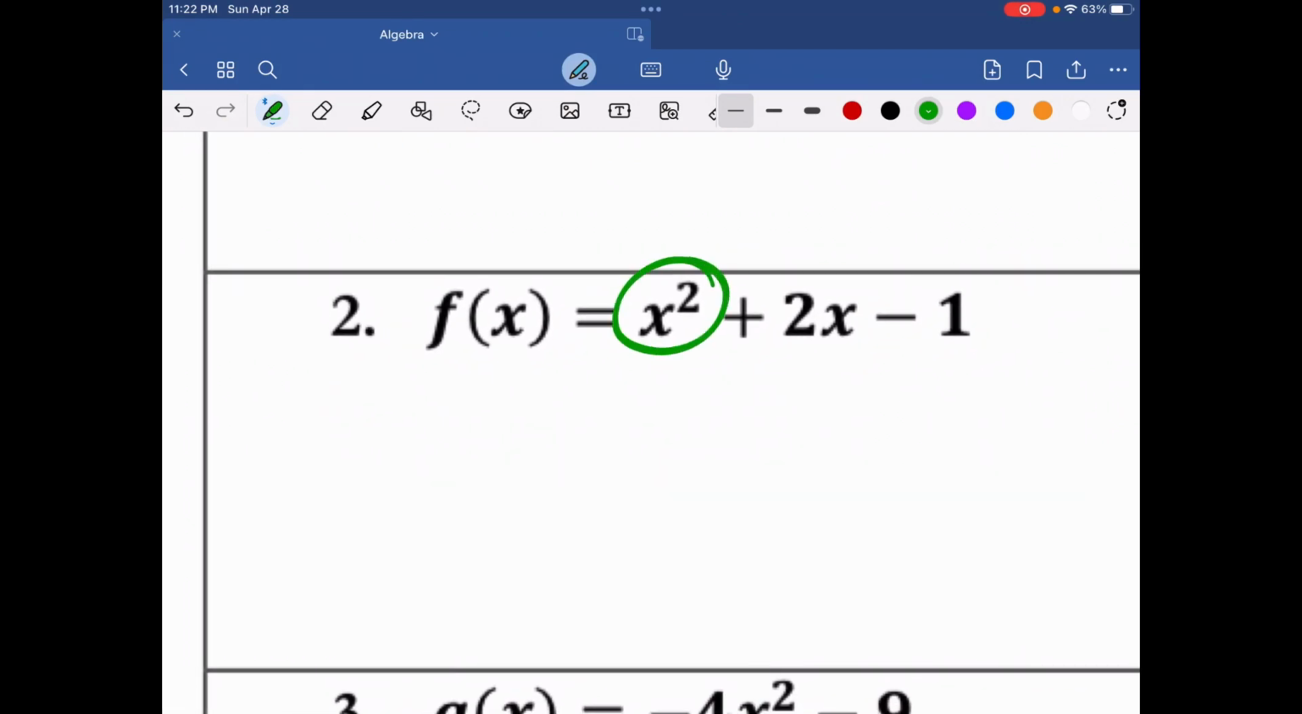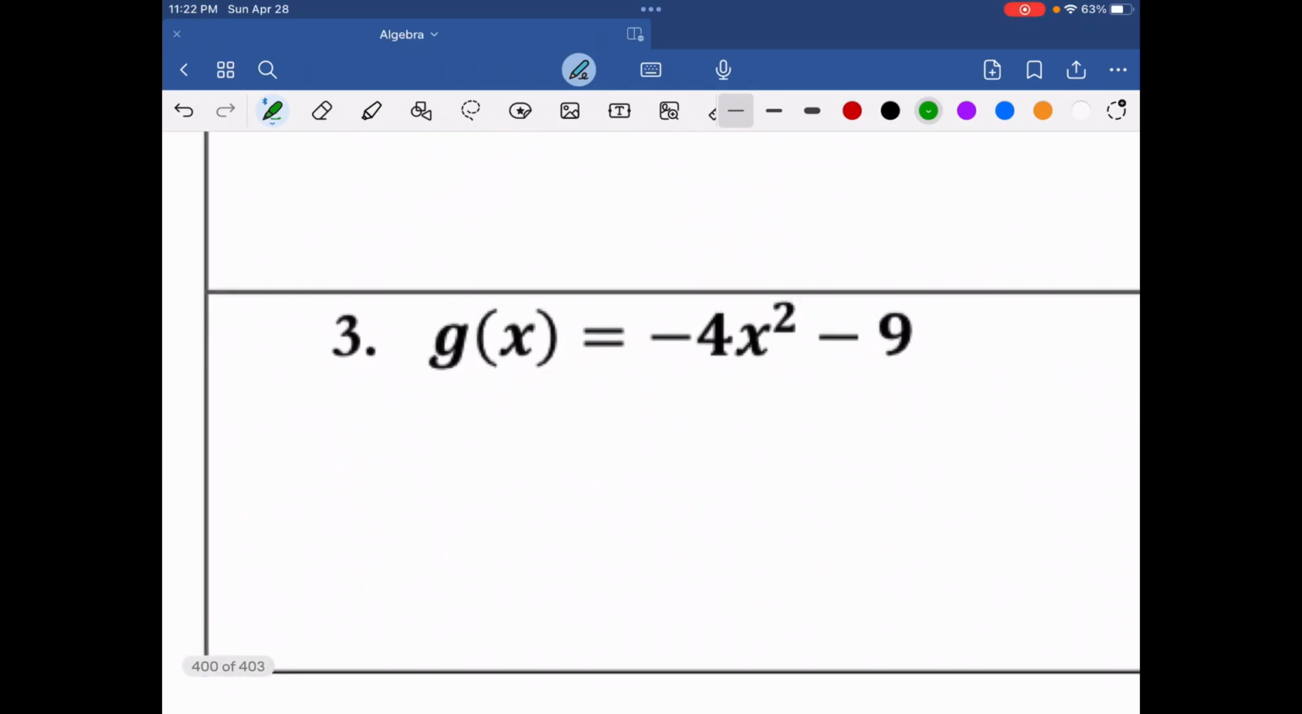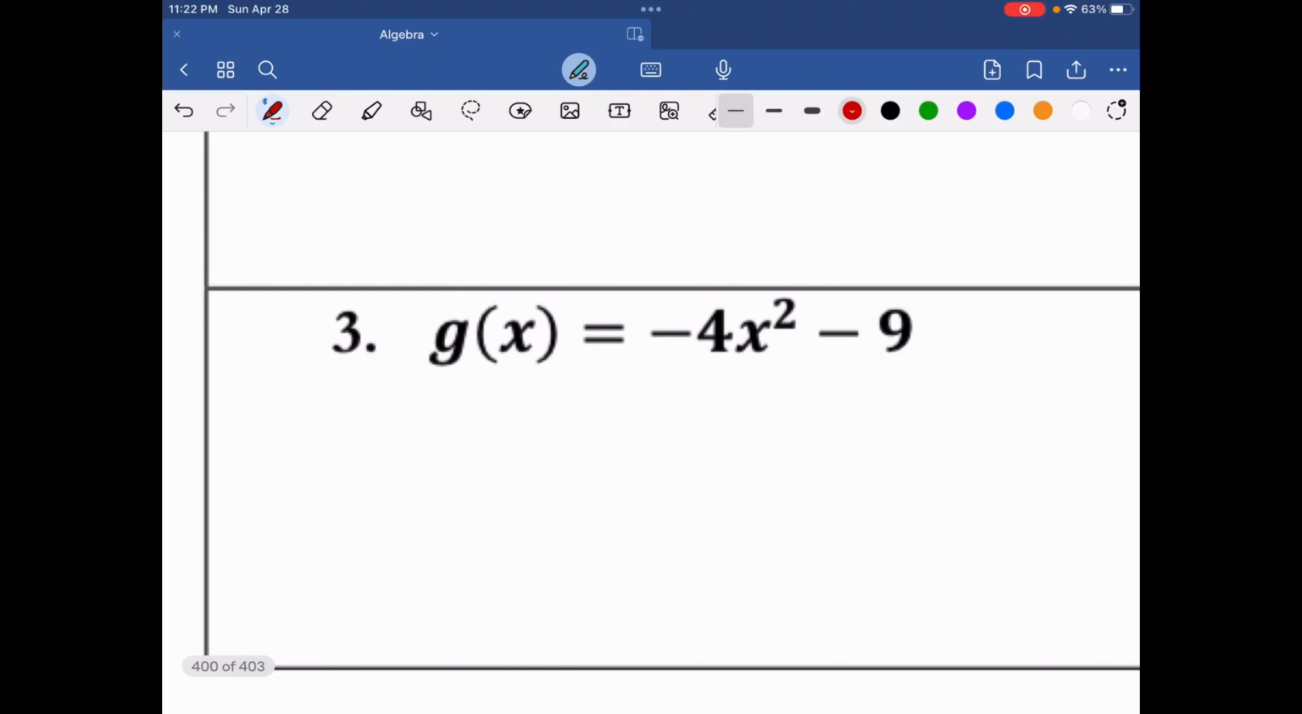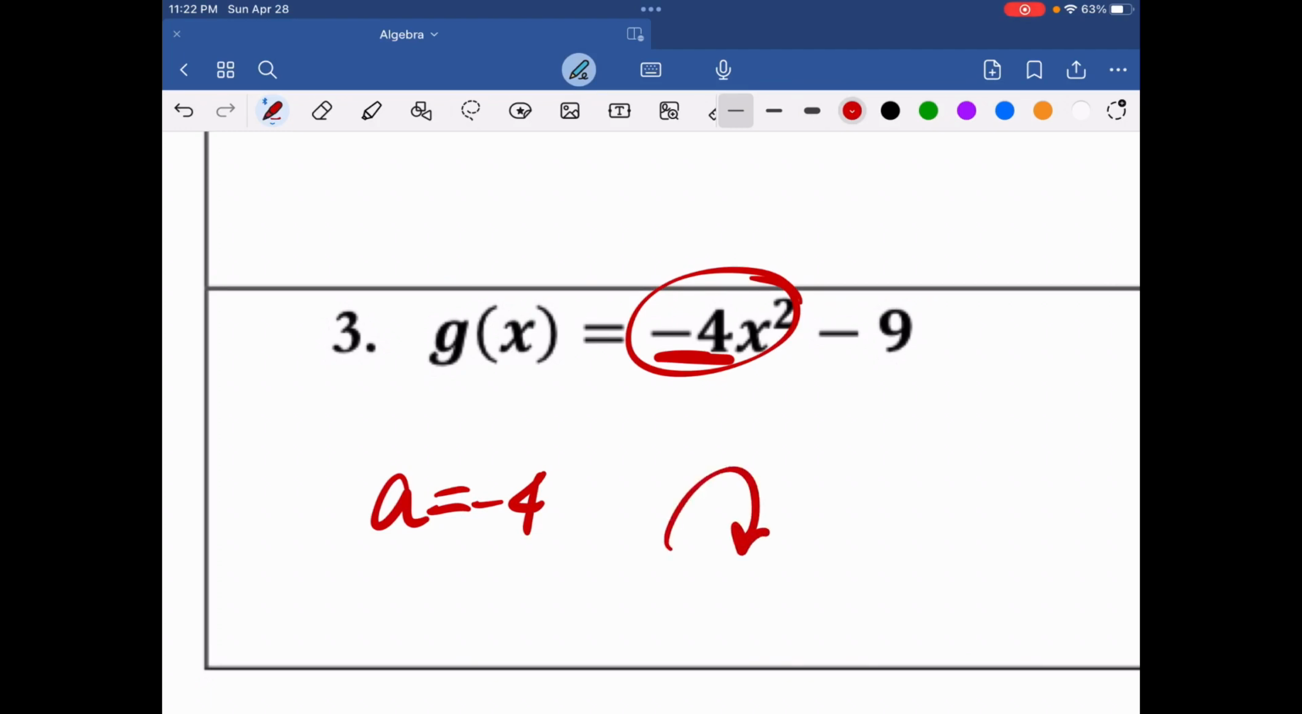Okay, number 2, what number is in front of x squared? You always look for x squared. Again, an invisible 1. a equals a positive 1, so it's a U, a minimum. Number 3, what number is in front of x squared? There's a negative 4. a equals negative 4. It's a negative number. It's upside down now. That's a maximum.